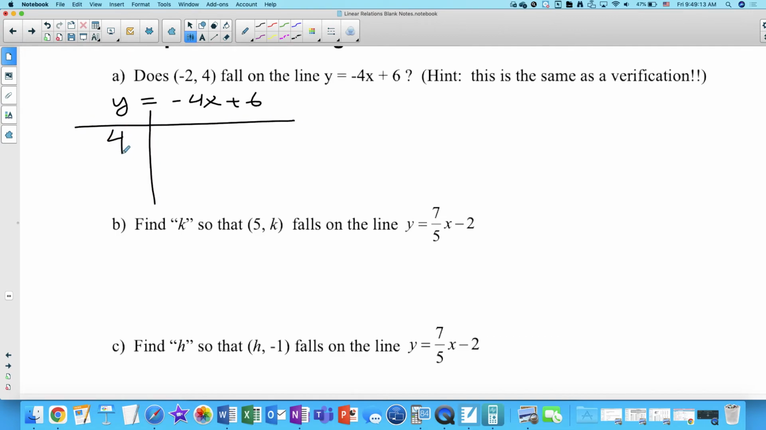This is equal to 4. This is equal to -4 times -2 is 8 plus 6 is 14. Those are not equal to one another. So this point is not on the line. This does not equal 4. Okay, so not on the line.